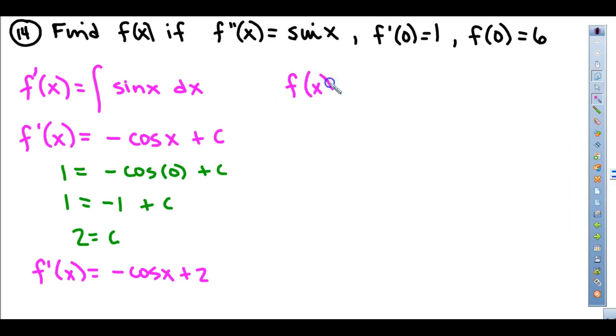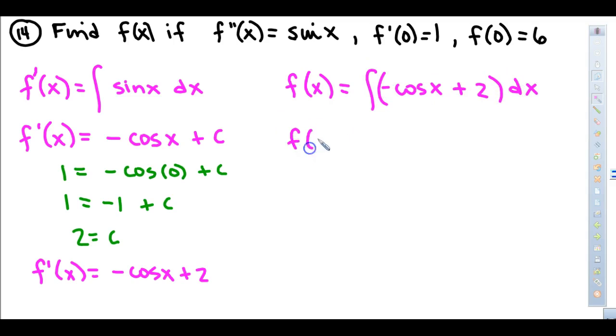Now we're going to find f of x. We're going to do that by integrating f prime of x, negative cosine x plus 2 dx. So f of x, okay, so negative cosine, okay, cosine is the derivative of sine, but because it's negative, I'm going to have to put the negative on sine. And then integrating the constant with respect to x, you just say 2 times x, and then plus c.